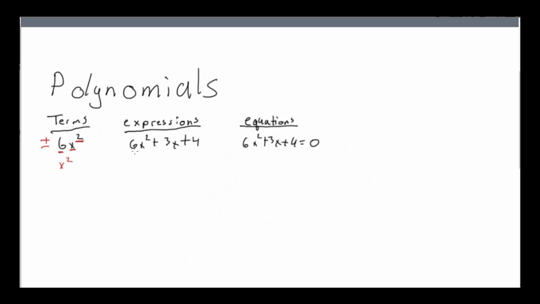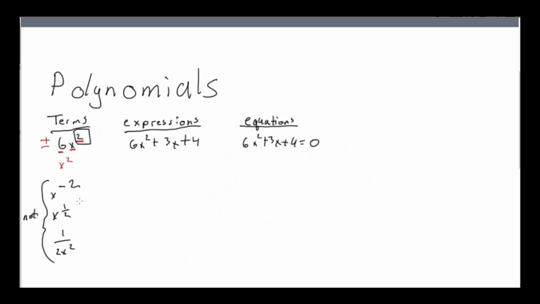So real quick, polynomials are raised to whole number powers, as you see here. They cannot be raised to negative powers. They cannot be raised to fractional powers. And the variable cannot be in the denominator of a fraction. So if we have 1 over 2x squared, these are all not polynomials.